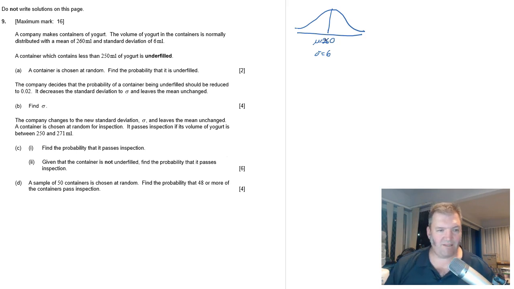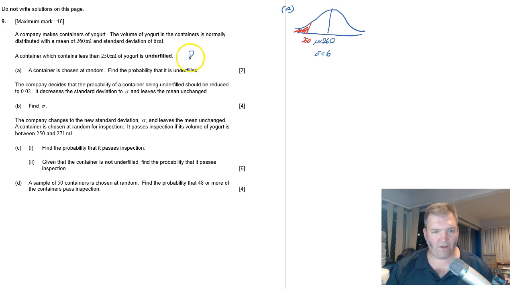A container which contains less than 250 mils of yogurt is underfilled. A container is chosen at random. Find the probability that it's underfilled. So what I'm looking at in the first one is, here is 250 mils, and I'm looking for the probability that a container is in that area. This won't be terribly hard.